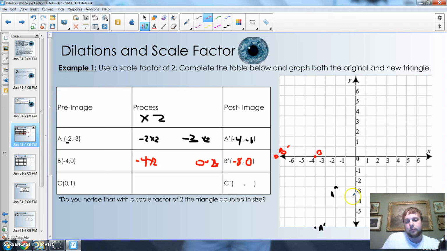That's B prime. Actually kind of sounded like Optimus. I am Optimus Prime. No, that didn't sound like it at all.